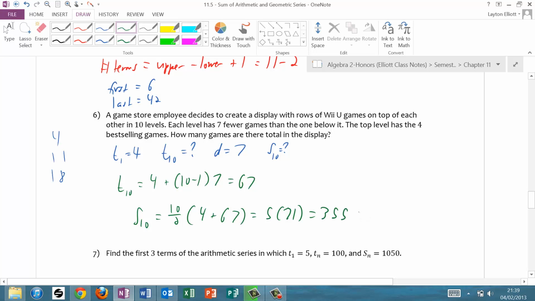And since this is a word problem, I could say there are 355 games in the display.